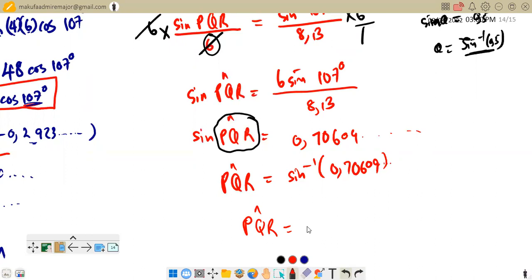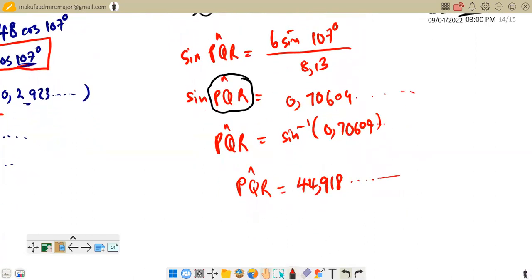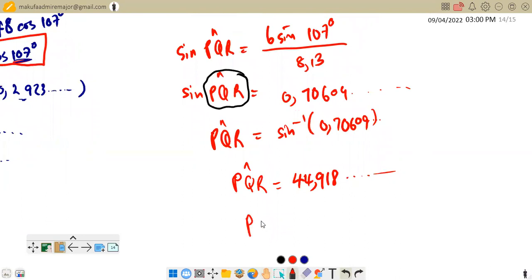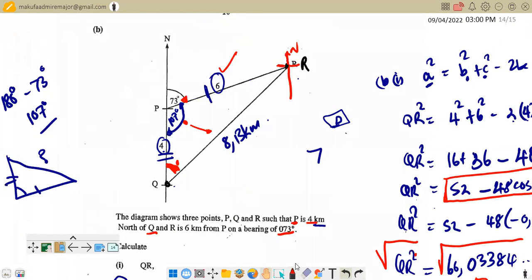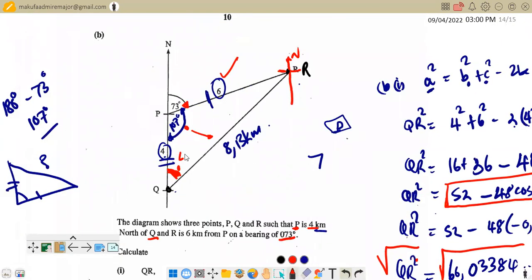Arc sine of this is going to give us something like 44,918, something like that to the last digit. And this is an angle. I told you guys, if you're dealing with an angle, round off to 1 decimal place. So PQR in this case to 1 decimal place, you look at this 9, the following digit is 1. It cannot change this 9, so it's just going to remain like that, which is 44,9 degrees. So that is 44,9 degrees on your PQR here. All right, so that's what we got in this case.